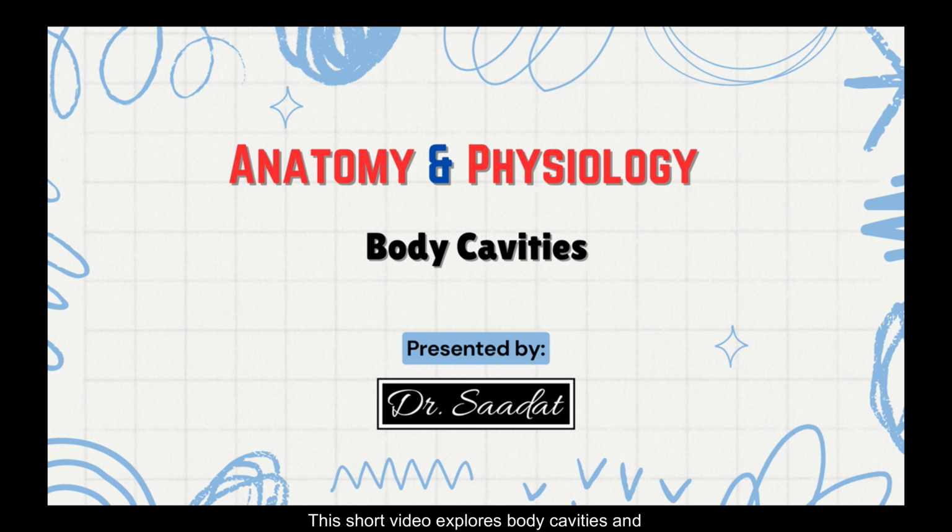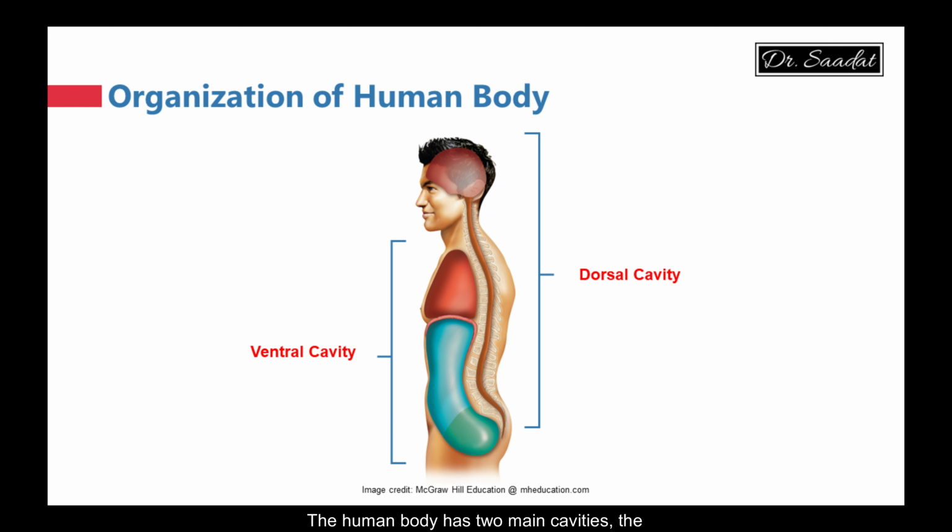This short video explores body cavities and the organs in these cavities, providing a roadmap to navigate the body's intricate organization. The human body has two main cavities, the dorsal cavity and the ventral cavity.